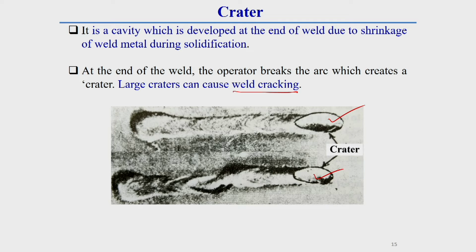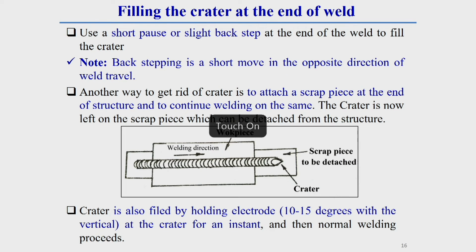Now, we will discuss how to fill and eliminate this crater, in the subsequent slides. So, first of all, filling the crater at the end of the weld: how can we do this? Because in welding operations this is a very vital aspect. So, we should know how to fill this crater. You can eliminate it in different ways. One is called the backstepping method.